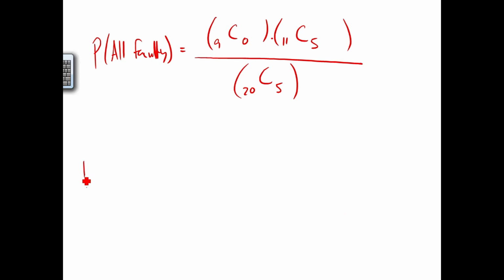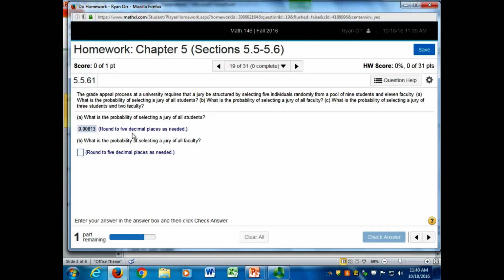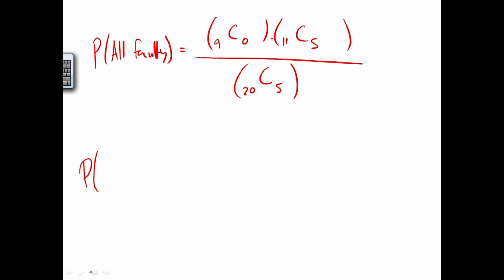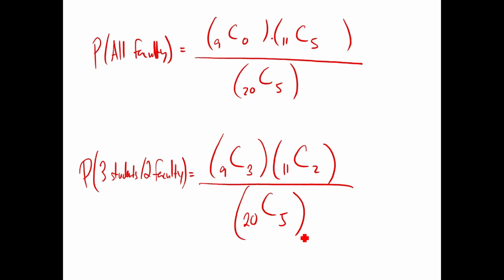And then part C was the probability of 3 students, 2 faculty. Then we can do a similar setup. From the 9 students, I want 3 of them. From the 11 faculty, I want 2 of them. And there's still 20C5 ways to pick my jury. So that would be the way you'd set up part C. So this is B, this is C.